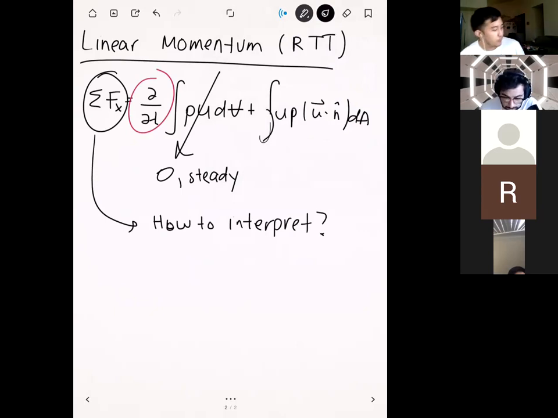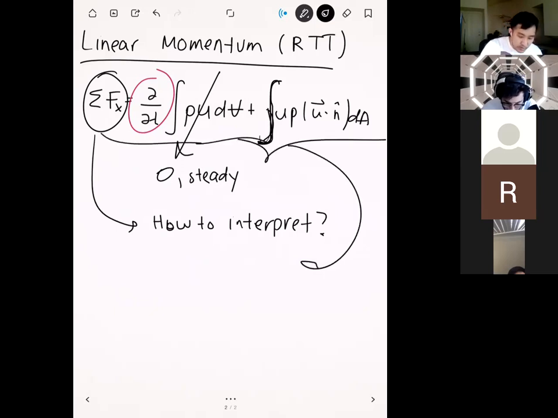We went over last time that through Newton's second law, in order to change the momentum of an object, you have to apply an external force. But if you remember from your physics classes, the interpretation of this force is really important. So how do we interpret this force for fluid mechanics? What I want you to remember when you're applying this RTT is that this entire expression right here expresses the conservation of linear momentum for the fluid.